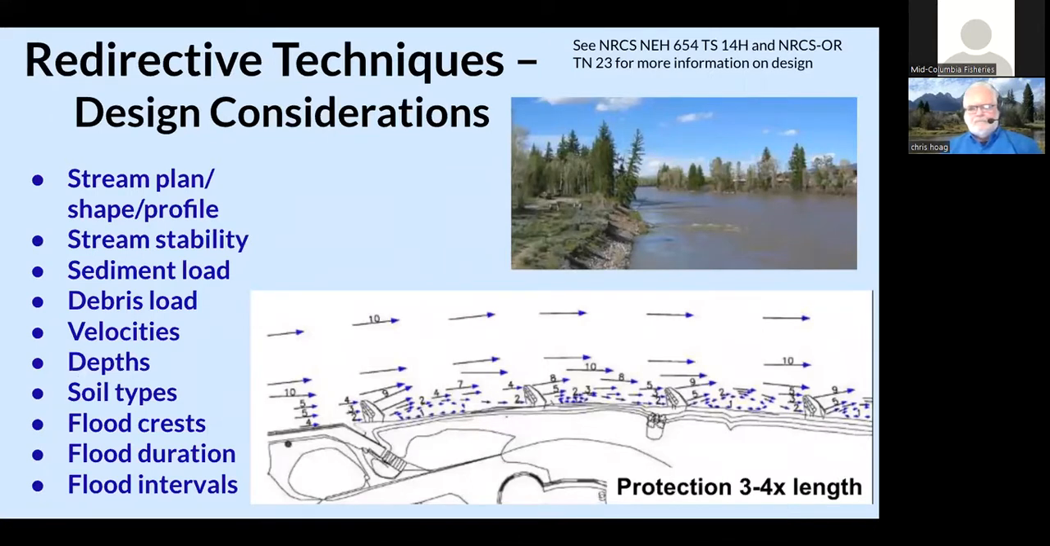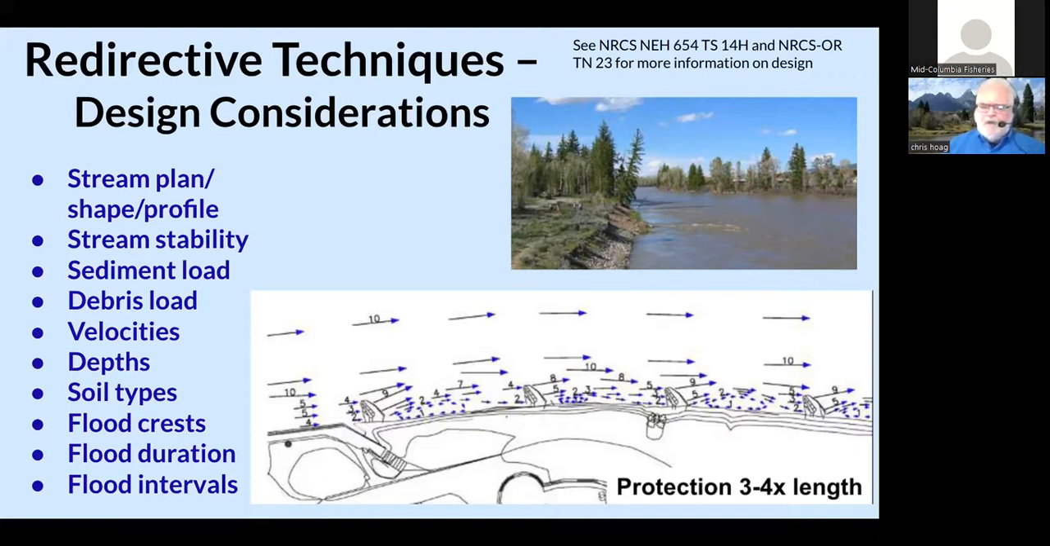We're going to take a few minutes to look at redirective techniques. So redirective techniques are basically the barb, the vein, the groins, the spurs. All those things are redirective techniques. You're looking at the design considerations. As you can read down through that, there are lots of things that you need to think about, look at, particularly velocities and flood durations and soil types. And this one happens to be at Grand Teton National Park in Wyoming.